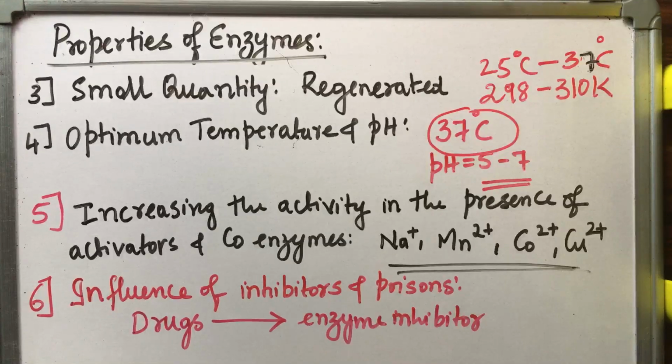Tell me, what is the definition of optimum pH? The rate of enzyme catalyzed reaction is maximum at a particular pH called optimum pH, which is in between 5 to 7. That also I have written. Then activity can be increased in the presence of activators, or we can call them coenzymes. Then influence of inhibitors and poisons. Like ordinary catalysts, enzymes are also inhibited or poisoned in the presence of certain substances. I have given you that drugs would bind to the active surface of the enzyme and inhibit the enzyme catalyzed reaction. I think this point is clear, students.